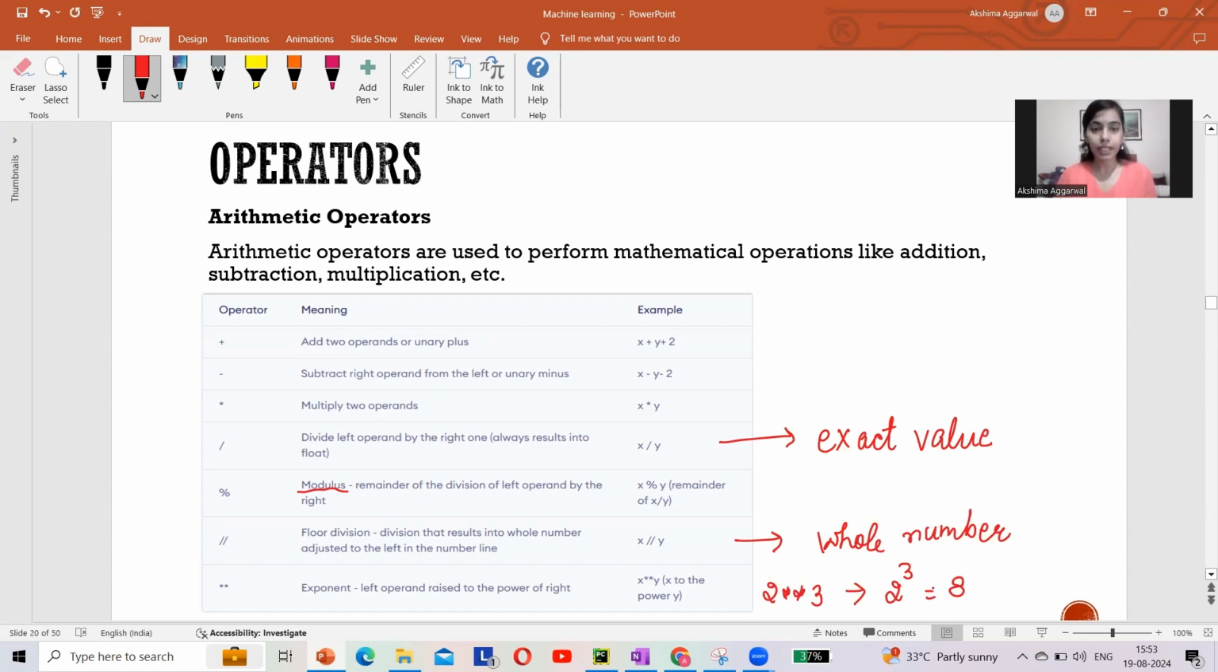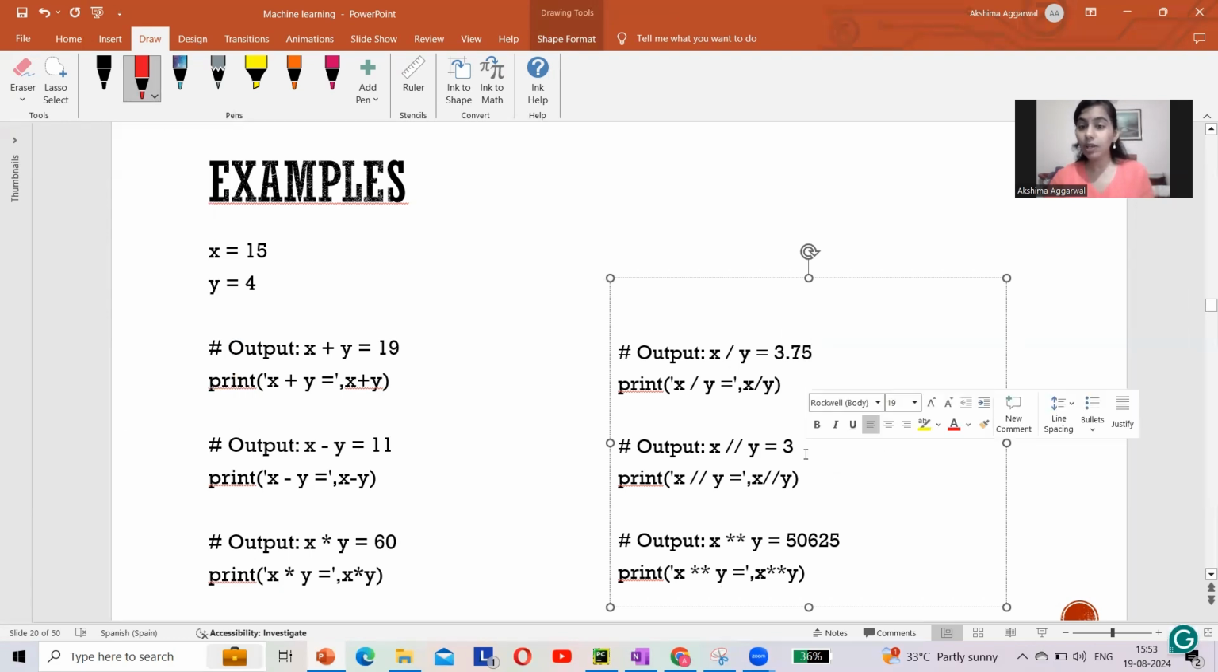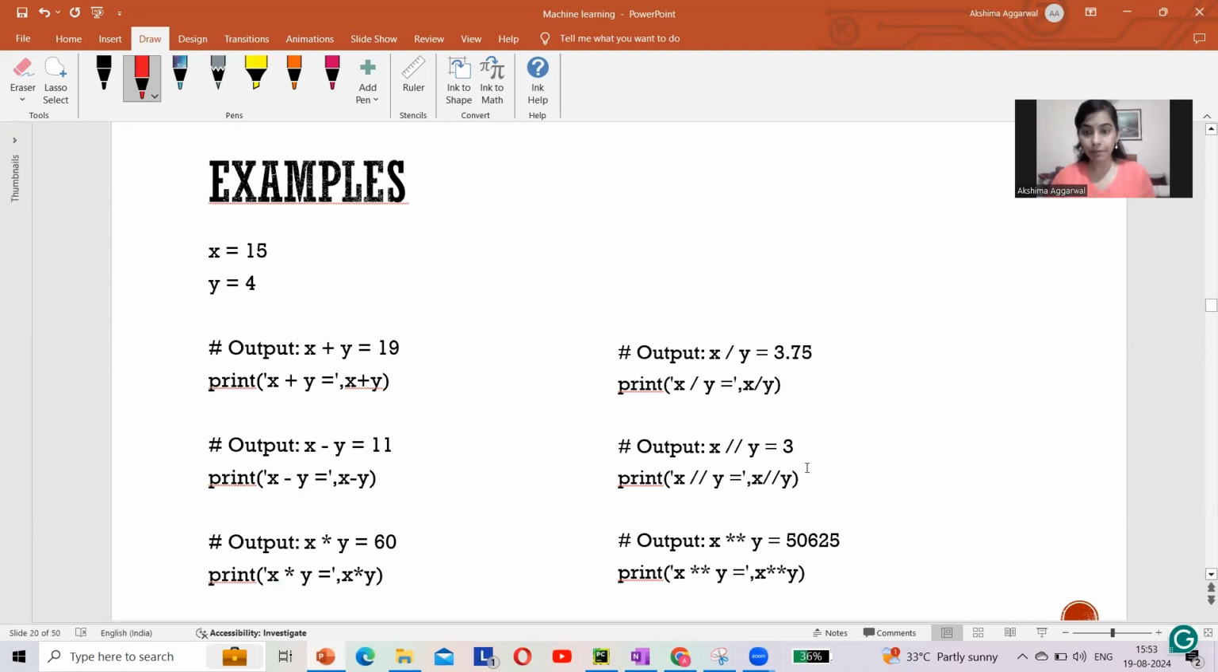Now let's see some examples where we have used addition, subtraction, multiplication, division, and floor division. Let's see the difference. The integer division gives you the exact value, whereas the floor division gives you the whole number, that is only 3, the value which comes before the decimal. The exponent gives 50625. How? X is equal to 15, y is equal to 4. So 15 raised to power 4 gives you 50625.